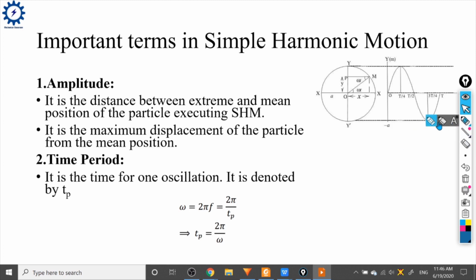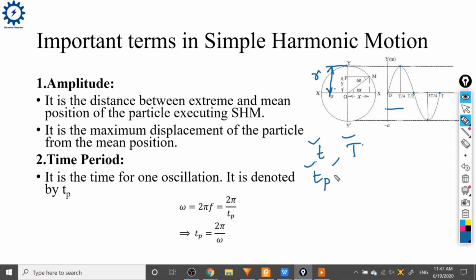So what is amplitude? Amplitude is the maximum displacement. Amplitude is the maximum value of y, so we are generally representing amplitude as r. R is the notation for amplitude. And what is time period? Time period is the time required to complete one entire cycle. Here it is represented by the letter small t. In some textbooks you can see small t, in some other textbooks capital T, in some other textbooks Tp. All these are the notations for time period.